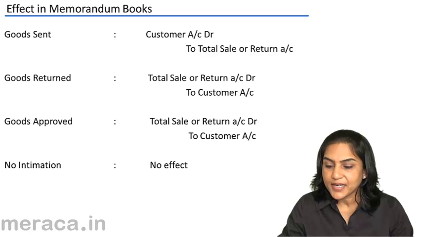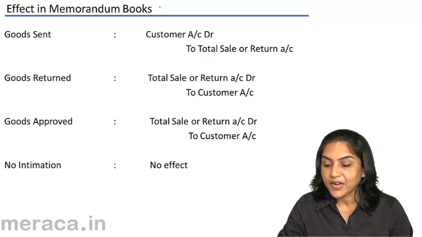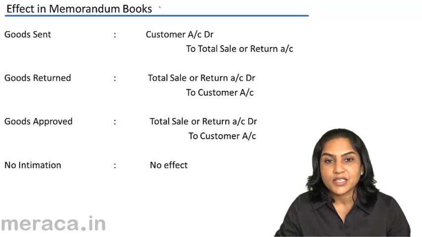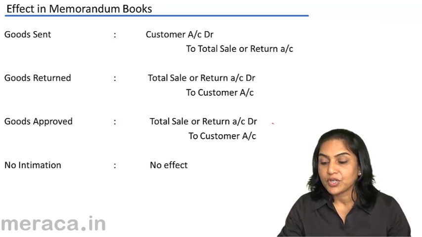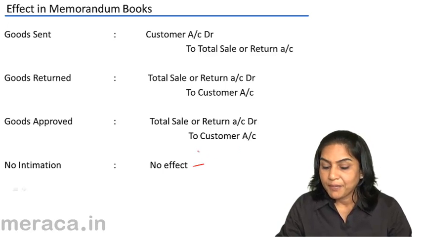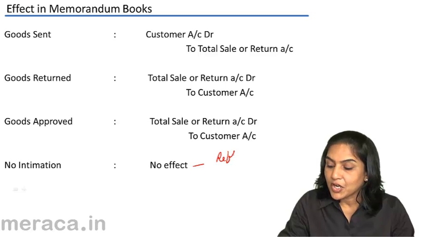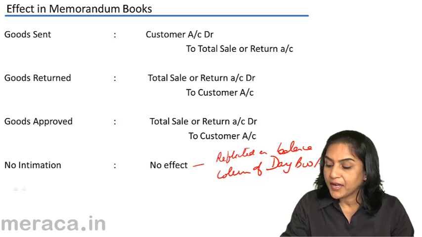In short, to quickly understand what is the effect of all the accounting entries, when goods are sent, customer's account is debited to total sale or return account. This is in the memorandum books. When goods are returned, we reverse the entry, total sale or return account debit to customer account. When goods are approved too, we do the same thing, total sale or return account to customer account. If there is no intimation, there is no effect, but it is reflected in the balance column of Daybook. No accounting entry is passed.